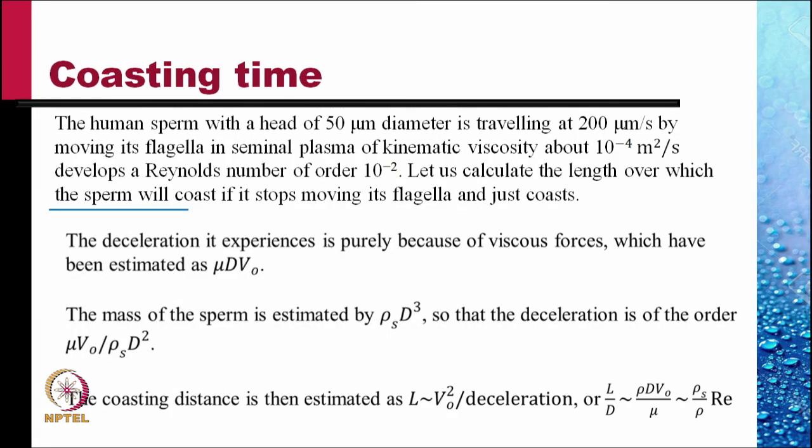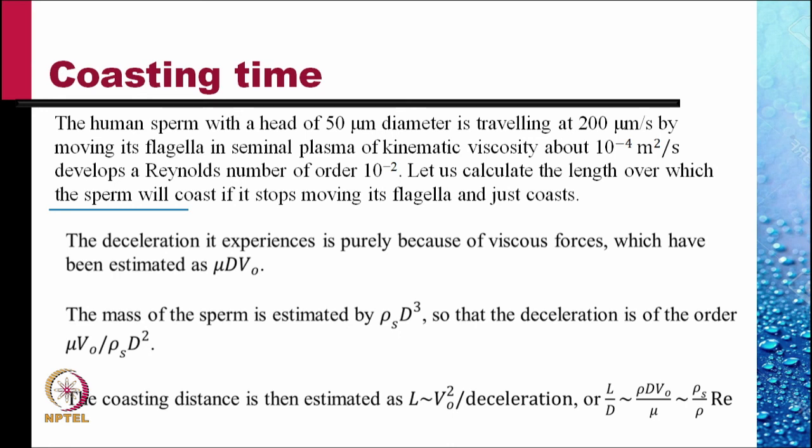Let's do another example. The human sperm with a head of 50 micrometer diameter is traveling at 200 micrometers per second by moving its flagella in seminal plasma of kinematic viscosity about 10 to the minus 4 meters square per second, as discussed before. It develops a Reynolds number of the order of 10 to the minus 2. So it is a low Reynolds number flow indeed. Let's calculate the length over which the sperm will coast if it stops moving its flagella and just coasts.